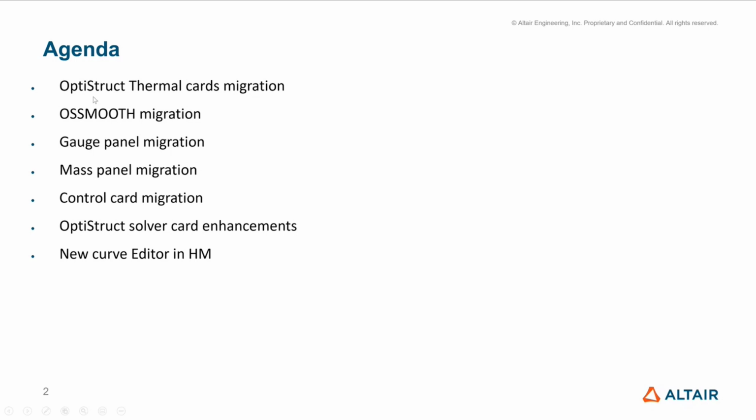So I'm going to talk about the thermal card migration and other migrations which have been part of the 2022.3 release, and quickly go over the OptiStack solver enhancements specifically for .3 and also for .2 release versions. And I will also touch base on the new curve editor in HM for 2022.3. Without any further delay, let me start with my content for OptiStack interface.